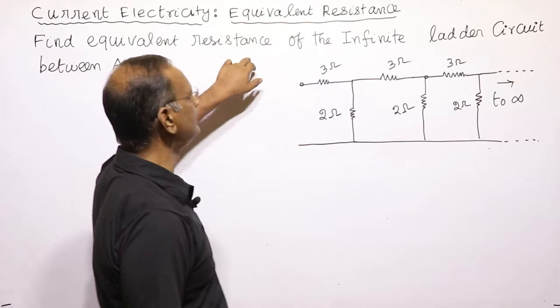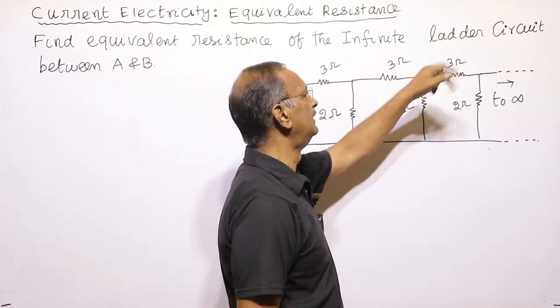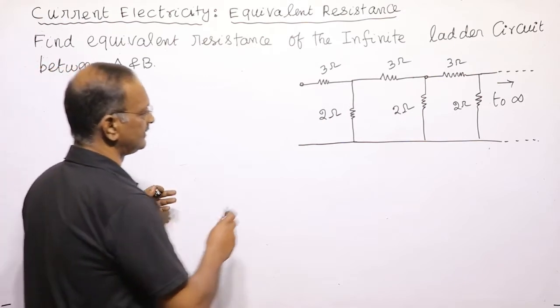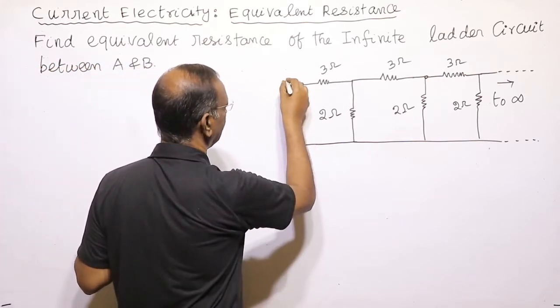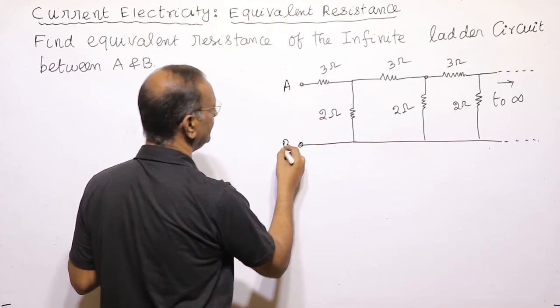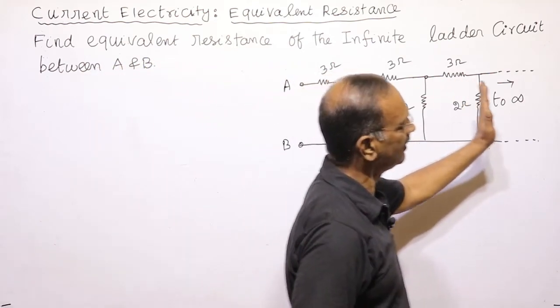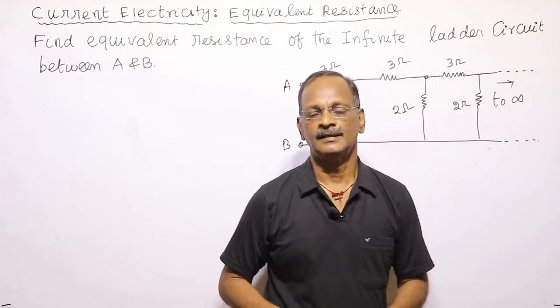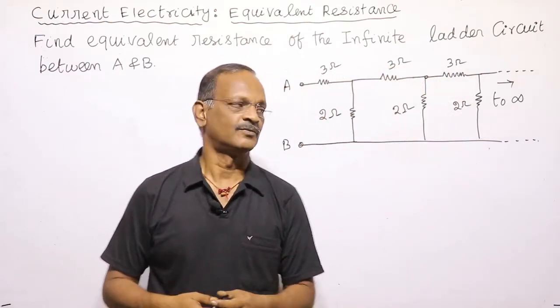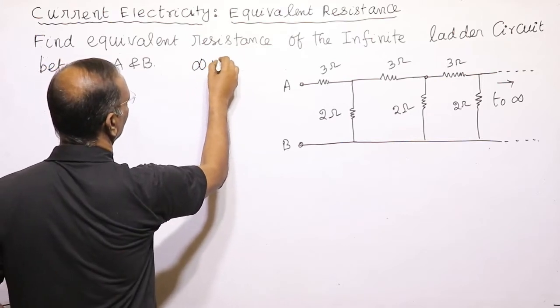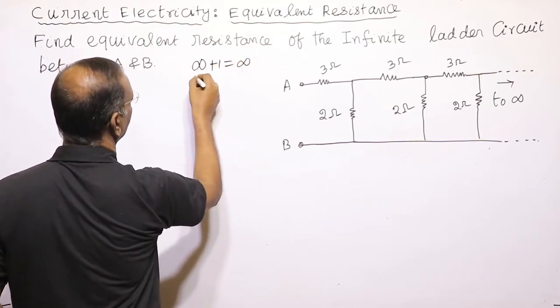Find the equivalent resistance of the infinite ladder circuit between A and B. See, this is A and this is B. There are an infinite number of resistors connected up to infinity. We must remember one thing: infinite plus 1 is equal to infinite.